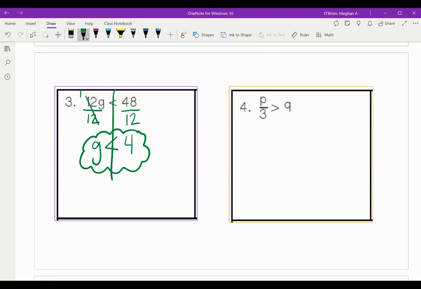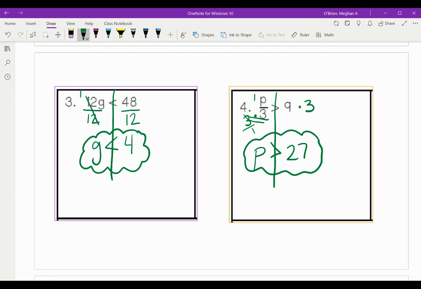Number 4, P divided by 3 is greater than 9. So it's being divided right now. So to reverse that, I use multiplication, okay? Because that leaves me with 1p on that side. And then if I multiply by 3 over there, I'll multiply by 3 over here. And I have p being greater than 27 as my solution.